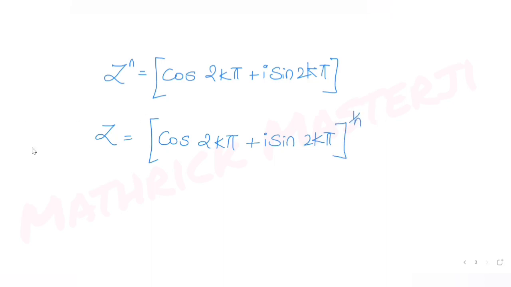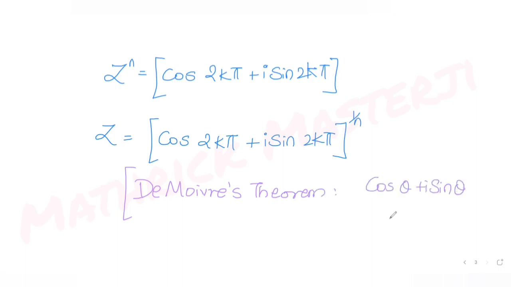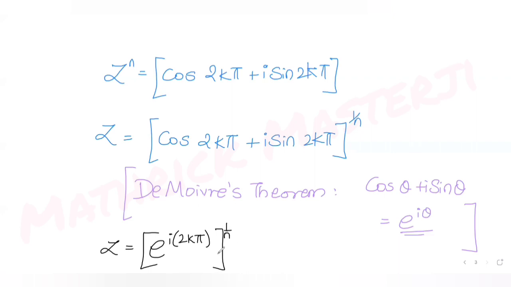Now if I use the idea of de Moivre's theorem, I know that cos theta plus i sine theta I can write as e raised to i theta. So if I use that idea to write my value of z here, let's see what I get. z basically becomes e raised to i 2k pi, the whole raised to 1 over n. So when I have this 2k pi raised to 1 over n, the powers get multiplied and I get z is equal to e raised to i 2k pi divided by n.